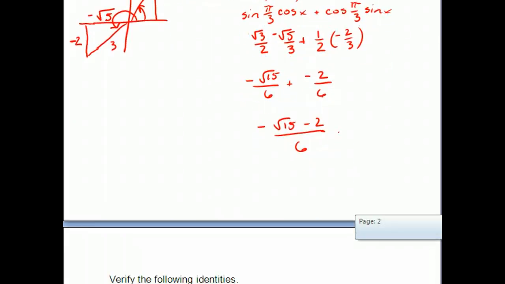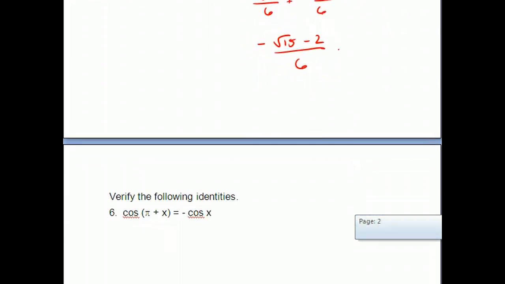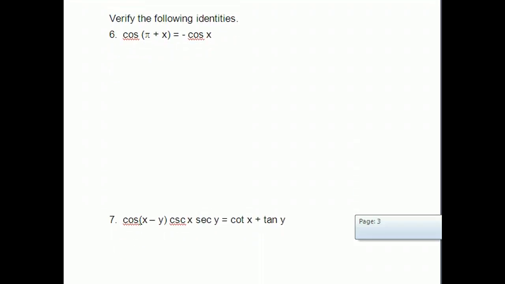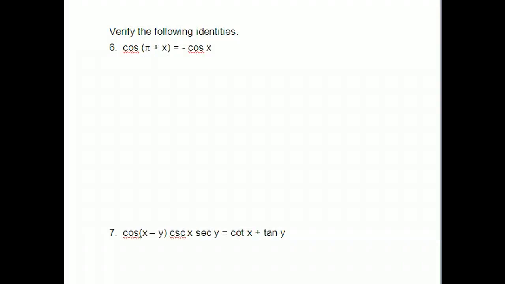And then finally, we want to start looking at how to verify a couple of identities with our addition formulas. So what we want to do is start with the side that has our addition formula in it and see if we can work that into what the other side is. So let's go ahead and do that.